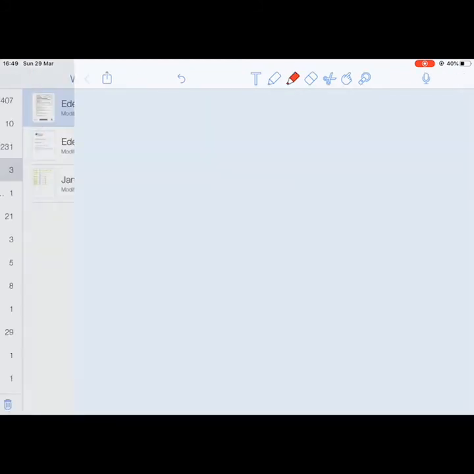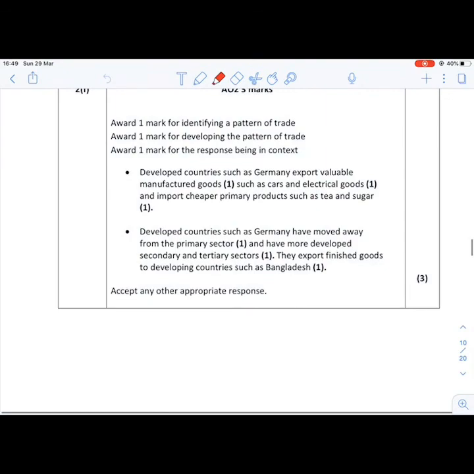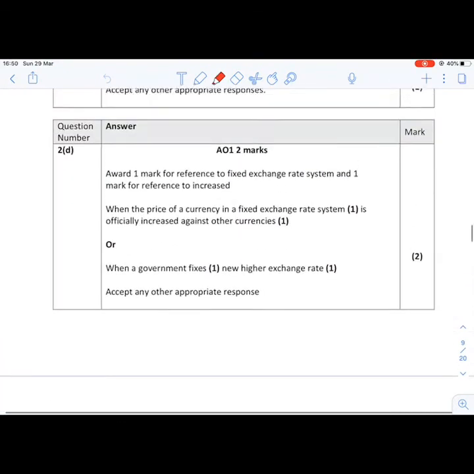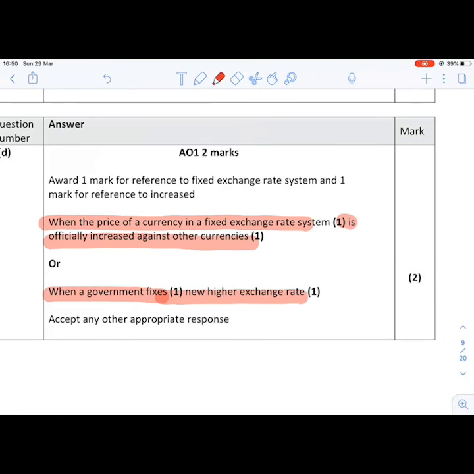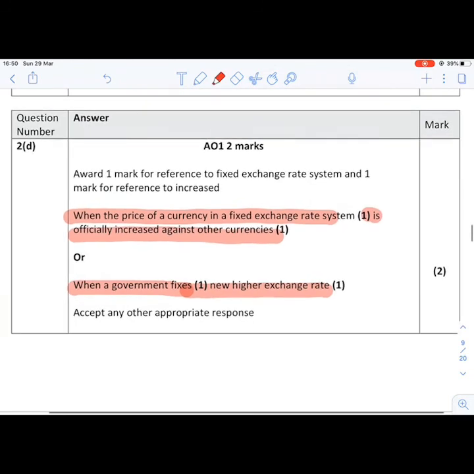Okay, let's just have a look at the mark scheme for this one. So there we go. Look, there's the mark scheme. It says when the price of a currency in a fixed exchange rate system is officially increased against other currencies. So when it says officially increased, it means there's been intervention by the government, or simply you can just say when a government fixes or when a government intervenes in order to set a higher exchange rate. Or you can say when the government intervenes into the foreign exchange market, and as a result, their currency becomes stronger.